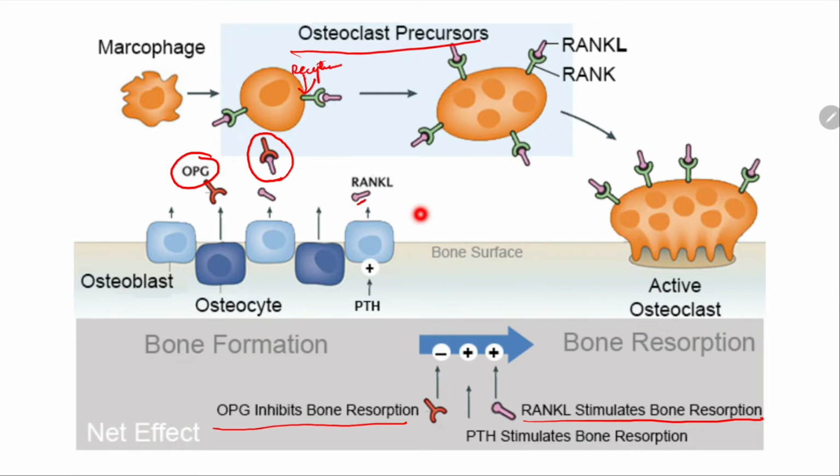So RANKL wants osteoclasts to mature and cause bone resorption. PTH, by increasing this RANKL, stimulates bone resorption, as you can see here. But OPG inhibits this bone resorption by binding to the RANKL and preventing it from performing its function. So as you can see, this is the whole pictorial representation of how this entire pathway works. Now I want you to keep this in mind so that next time when we discuss the different drugs that affect this pathway, it will be easier to understand.